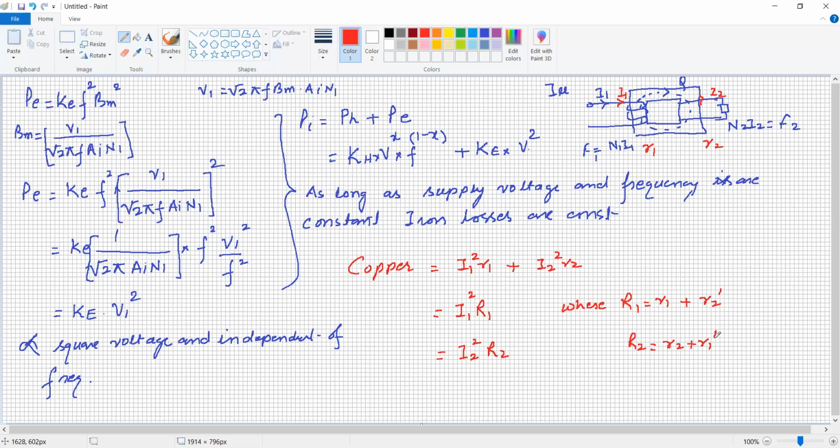in the transformer. Next time we will see some different tests on the transformer to determine the values of copper losses and iron losses.